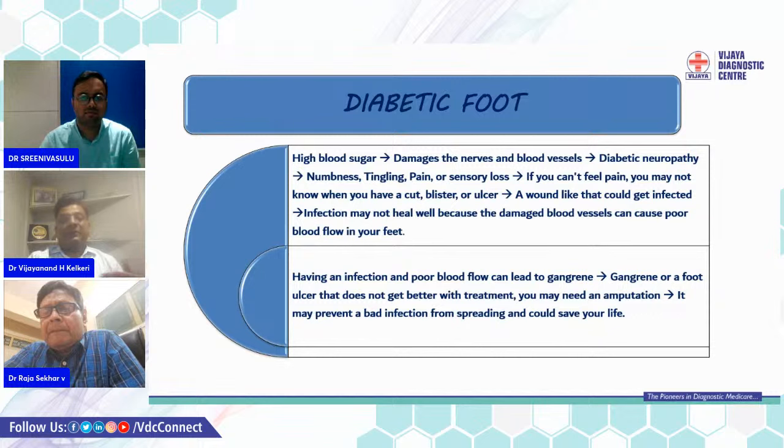And the decision whether the person needs an amputation or does not need an amputation will be taken after having the investigation and then clinically correlating with that, and going ahead to save the life of the patient, because without amputation sometimes saving the life of the patient can be difficult.